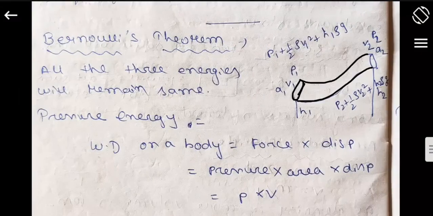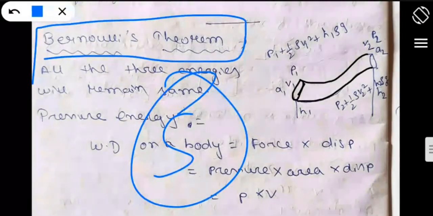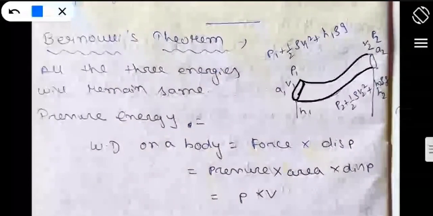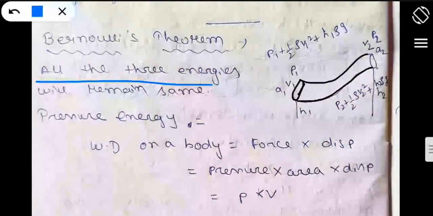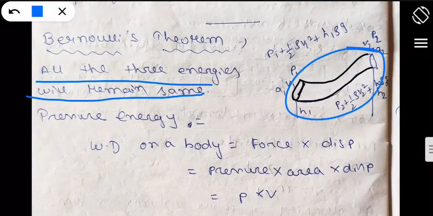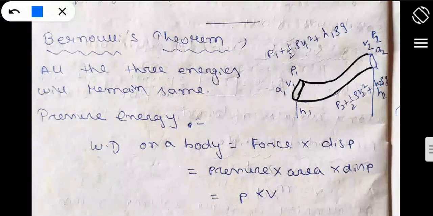Now let's move on to a very important concept, a 5-mark long question, that is Bernoulli's theorem. Bernoulli was the scientist who gave a very important theorem which is applicable in each and every sector of human life. And what is that? All three energies, that is the pressure energy, kinetic energy and potential energy, will remain the same throughout the system.